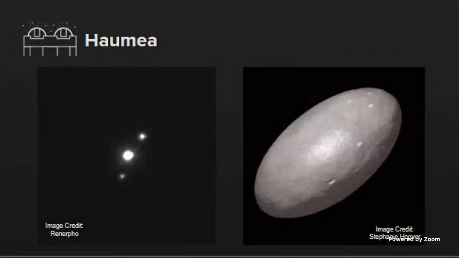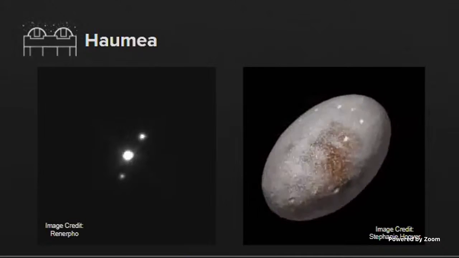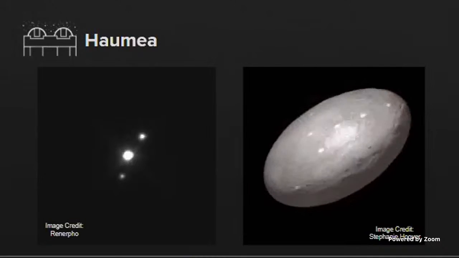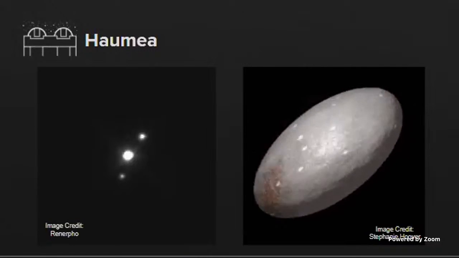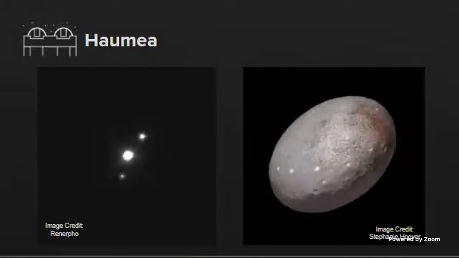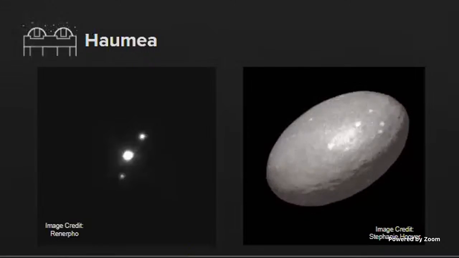In 2017, it was discovered that Haumea has rings, making it the first Kuiper belt object we know of to have them. The dwarf planet was discovered in 2004 and its moons in 2005. The International Astronomical Union recognized it as a dwarf planet in 2008.